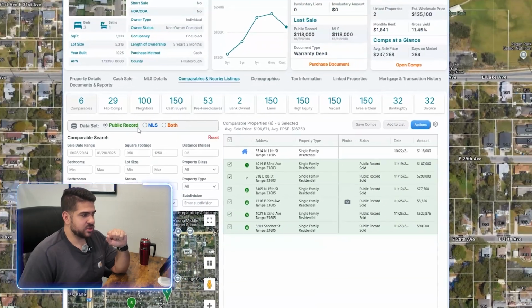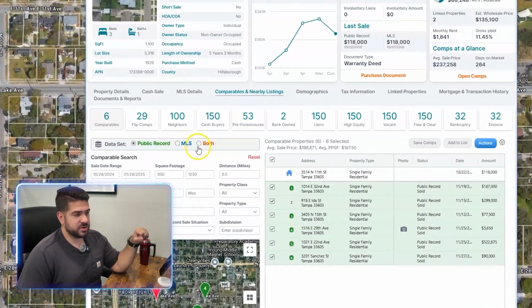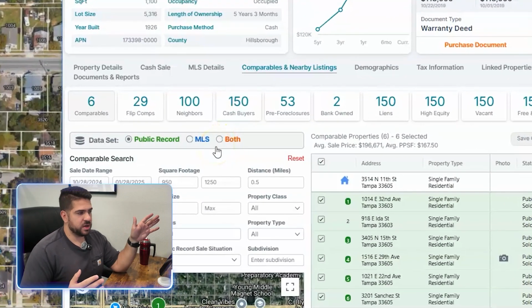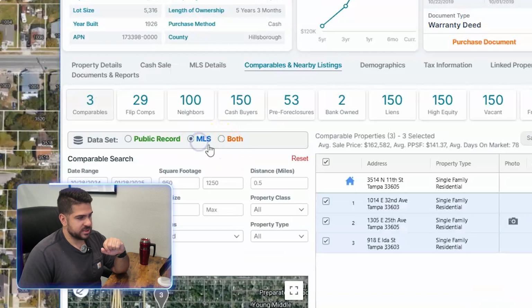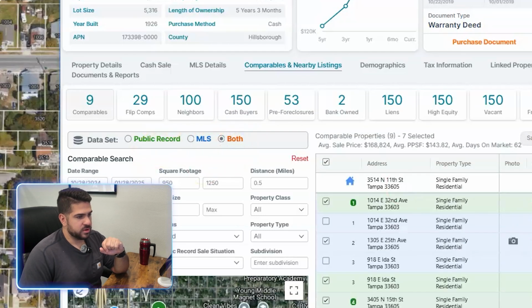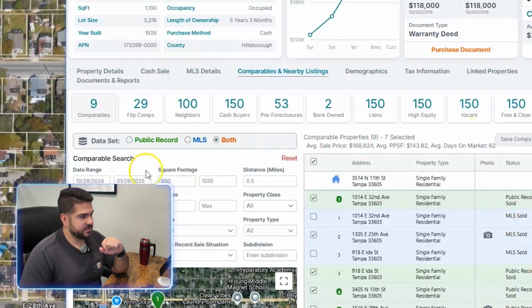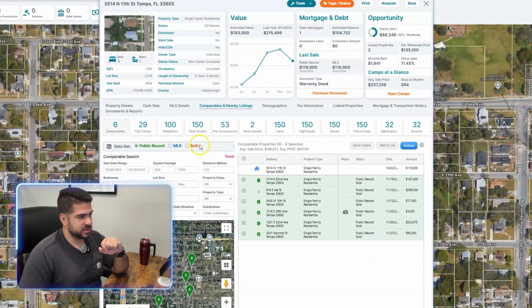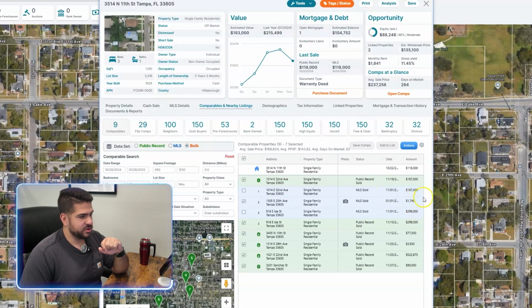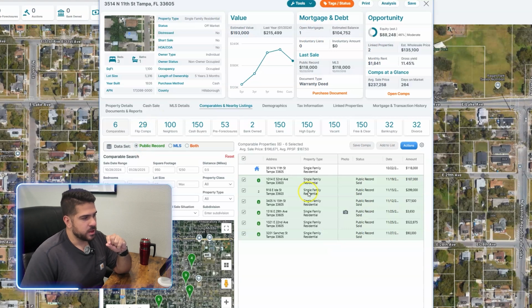So sometimes I like to switch from MLS. If I don't want to see rentals, I switch only to public records, right? If you can see here, if you do both, you have 7. If you do public records, you have 6. So one of them was eliminated, which is this 1,745 comp. So that's gone, right?